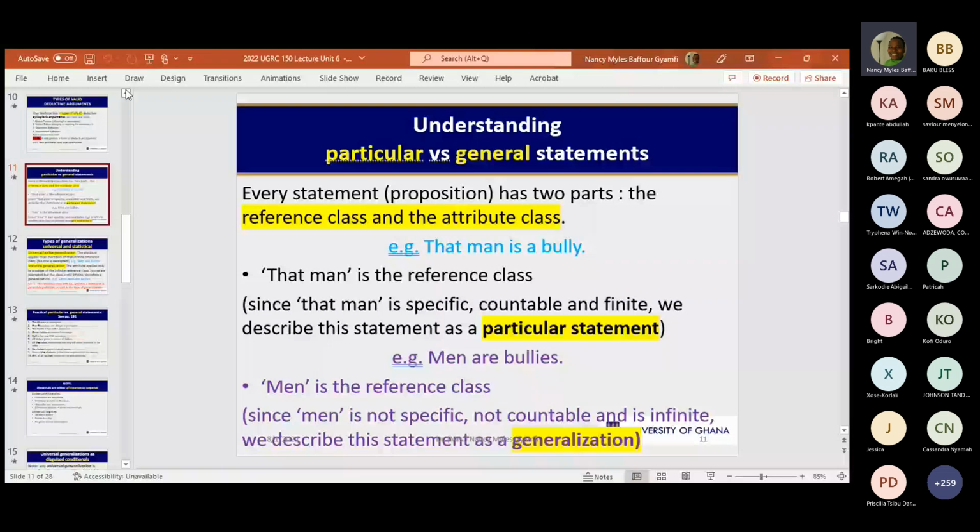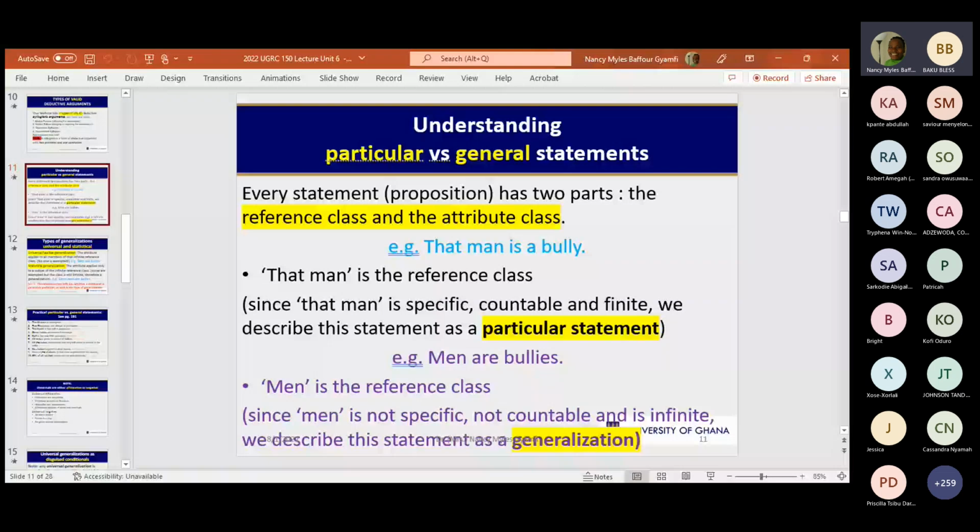Reference class and attribute class. Attribute is what? What you are attributing, what you are saying about the reference. English will say predicate. So in English, you have the subject and the predicate. If I say Kofi is a boy, Kofi will be the subject. It's a boy will be the predicate. The logician will say, if I say Kofi is a boy, Kofi is the reference. And we talk about them in classes, in sets, like the way we do in math.